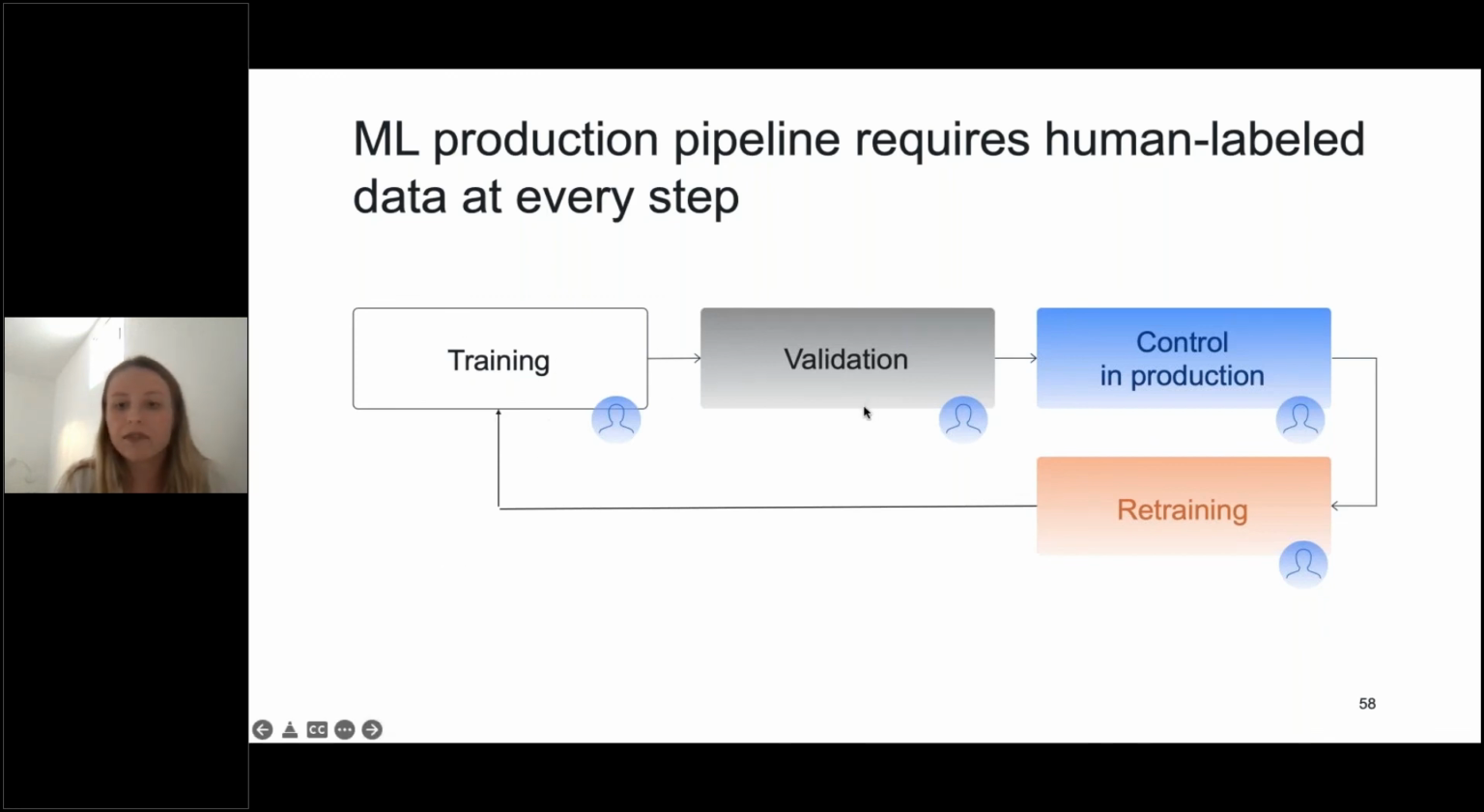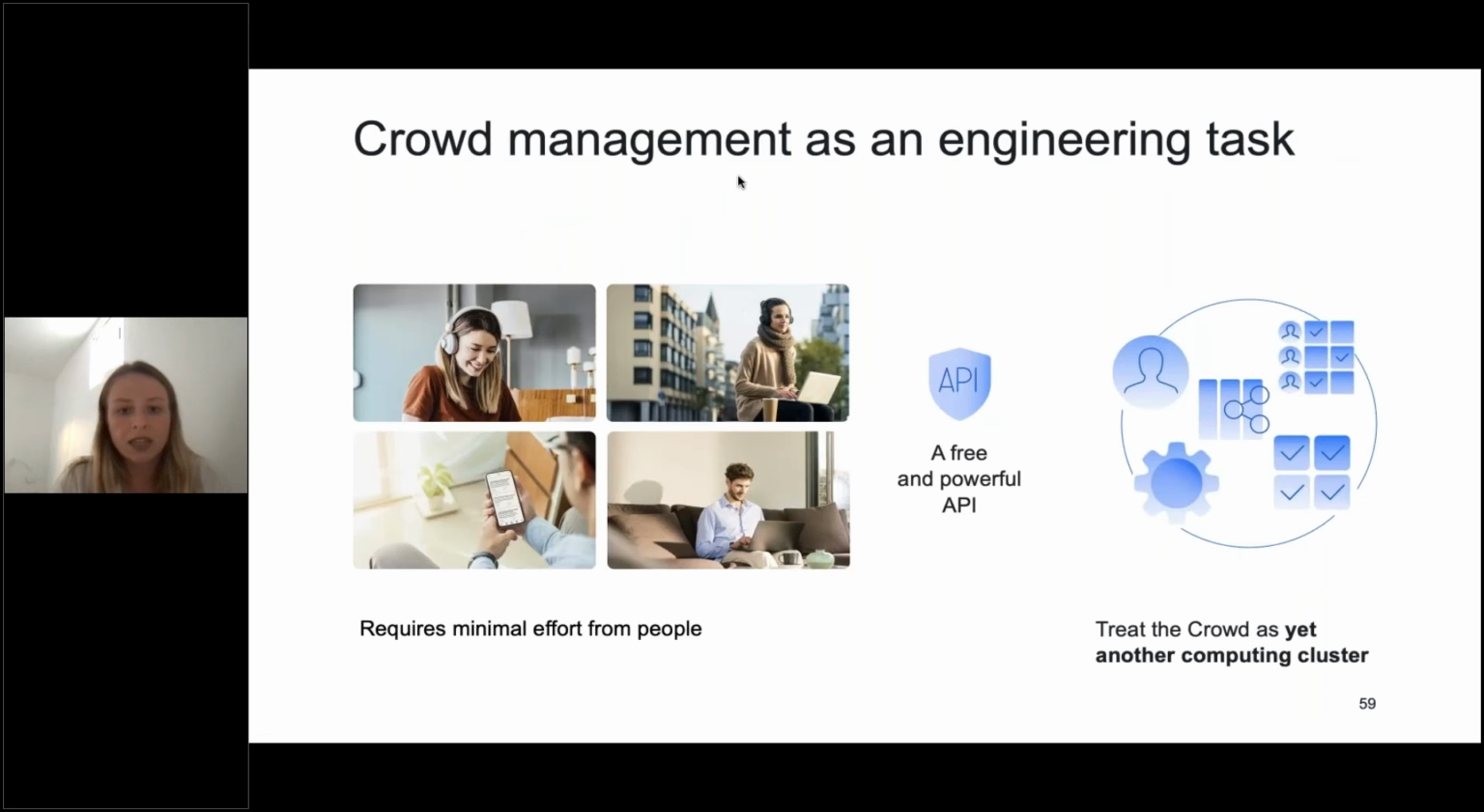Normally the training, validation, retraining, and monitoring are done using code. A lot of data scientists probably work with Python, maybe with some Java and different programming languages. So ideally, you would set up your machine learning pipeline using code as well. This could be done using some kind of API or SDK. This would allow you to treat the crowd as another computing cluster. And this is what we have been trying to do with Toloka.